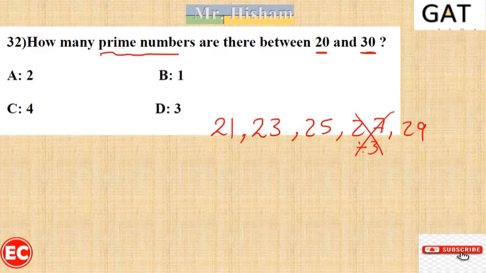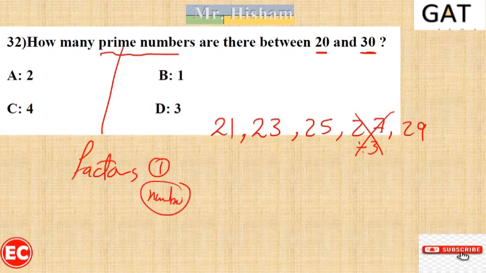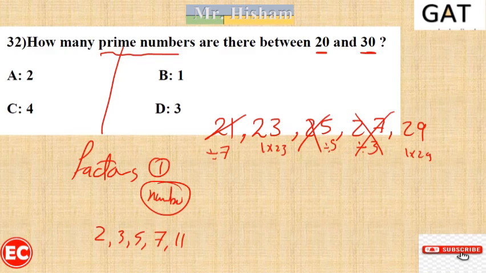To be prime, it means that you have only two factors, 1 and the number itself. Like 2, 3, 5, 7, 11. 5 is a factor of 25. 23 doesn't have any factor except 1 and 23, and 29 has only 1 and 29. 21 is divisible by 7 and by 3, so it's not prime. So I have two prime numbers between 20 and 30.